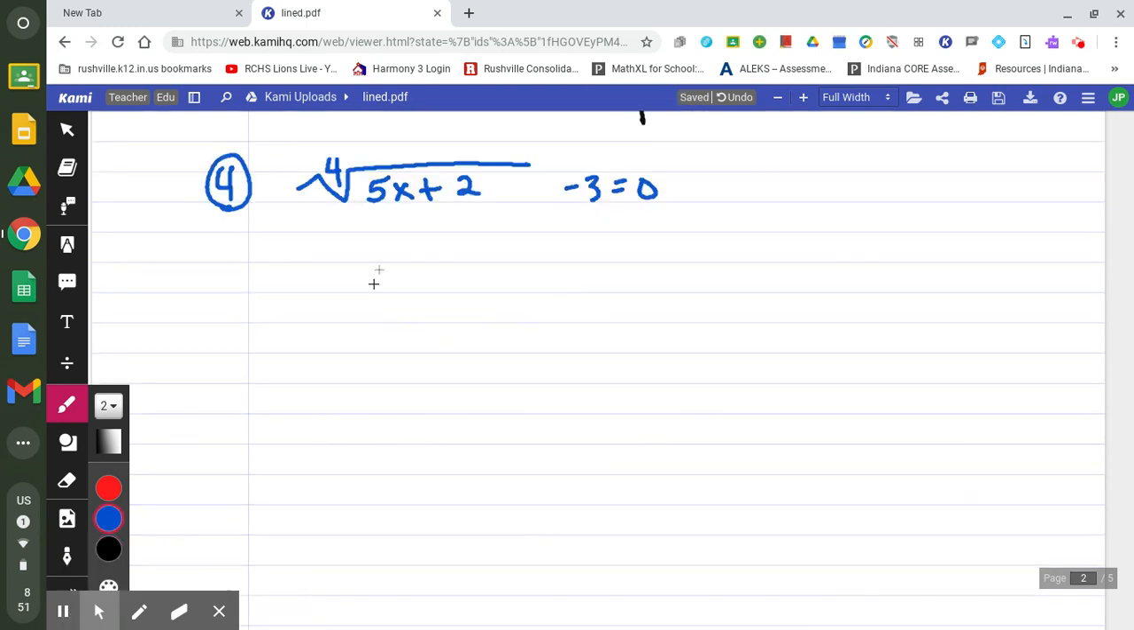On number 4, this time I don't have a square root. I have a, this is to the 4th. So this is a 4th root. So 4th root of 5x plus 2. My minus 3 is not under the radical, equals 0. So I need to get this radical isolated. So I'm going to add 3 to both sides of the equal sign.